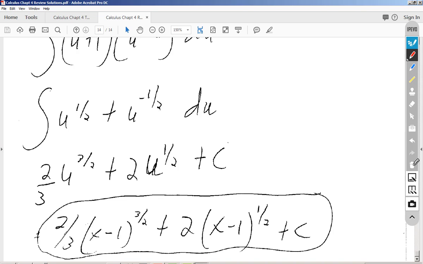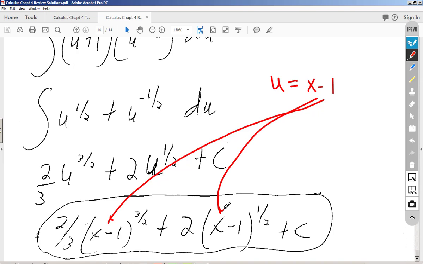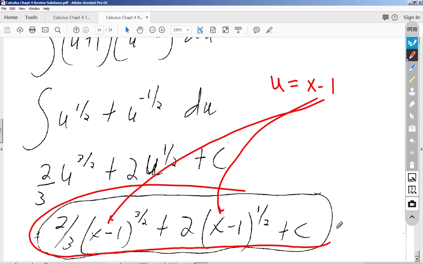Now remember I let u equal x minus 1. So I just have to resubstitute that back into my equation. So my answer is going to be 2/3 times x minus 1 to the 3 halves plus 2 times x minus 1 to the 1/2 plus c. And that will be your integral.